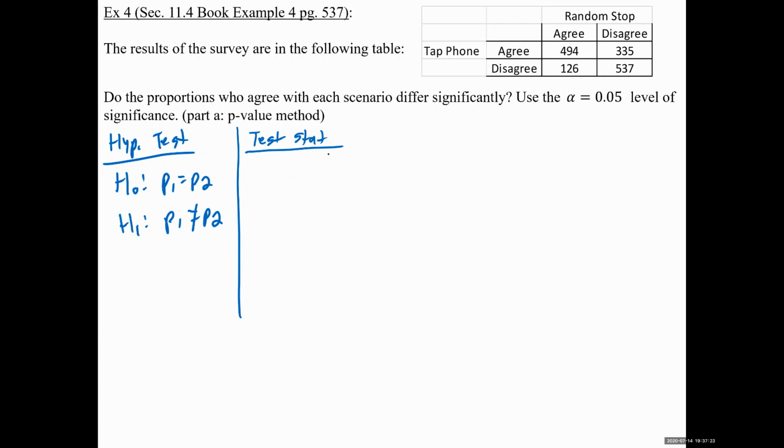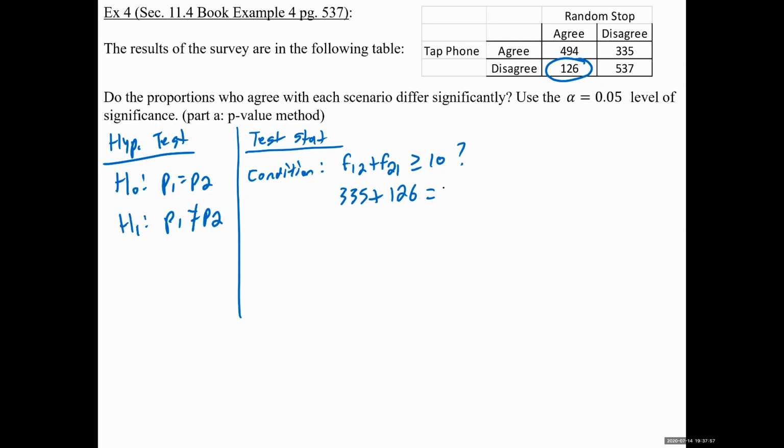Now, before we move on, we should also check the condition. So I'm going to put the condition over here. Make sure that, what was the condition? It was F12 plus F21 needs to be greater than or equal to 10. So that means this number plus this number. Remember, F12 means the number in the first row and second column. So that's the 335. That's F12. So this is 335. And then you add this number, the 126. You add those diagonal numbers and make sure it's greater than or equal to 10.